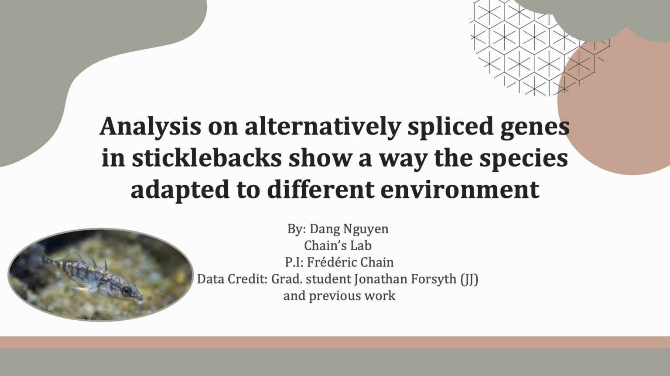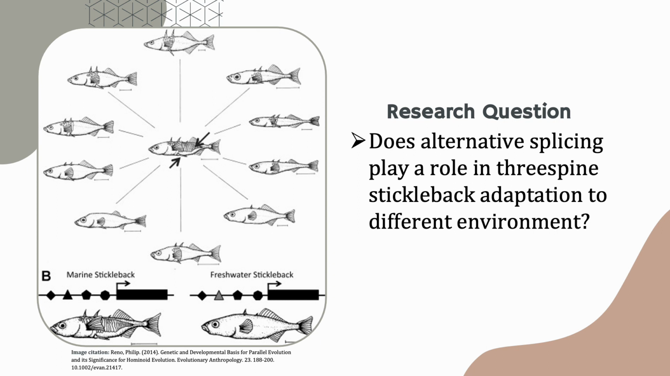Hello, I'm Dang, and my research focused on the analysis of alternatively spliced genes in stickleback and how it affects the species' ability to adapt to various environments. My research question is, does alternative splicing play a role in stickleback adaptation to different environments?